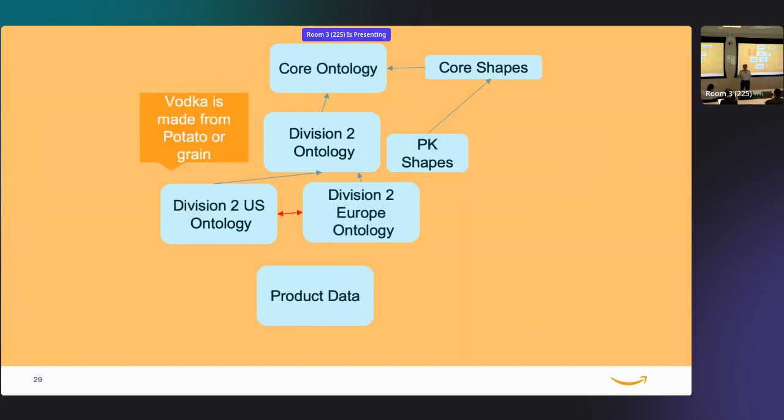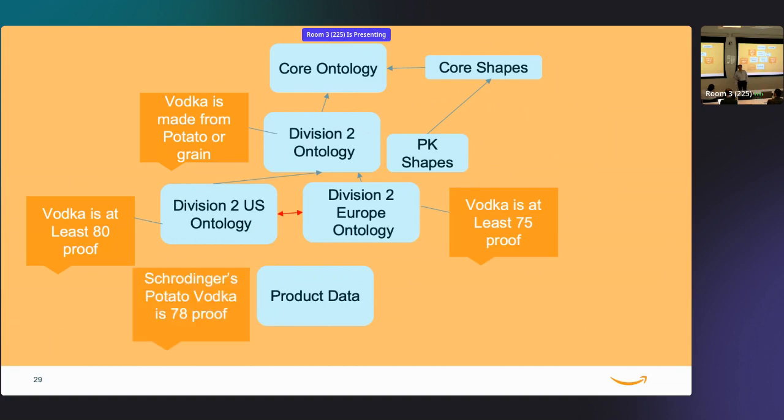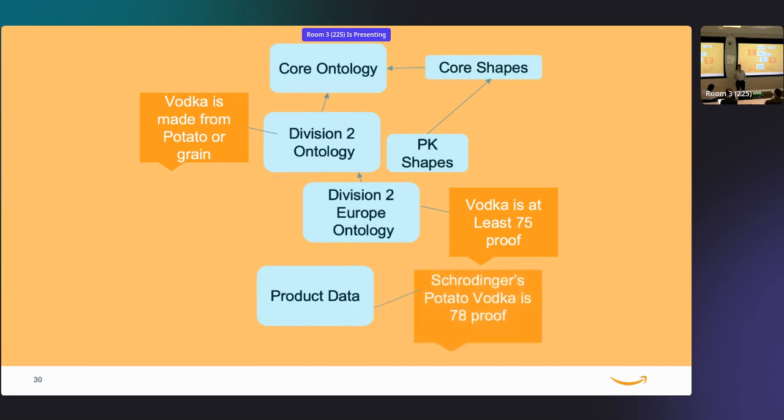Now let's look at my reasoning scenario. My division 2 is worrying about product knowledge. In my division 2 ontology, we say vodka is made from potato or grain. In the US, I say it's got to be at least 80 proof. In Europe, I say it has to be at least 75. In my product data, I've got Schrodinger's potato vodka at 78 proof. So what do we do with this?